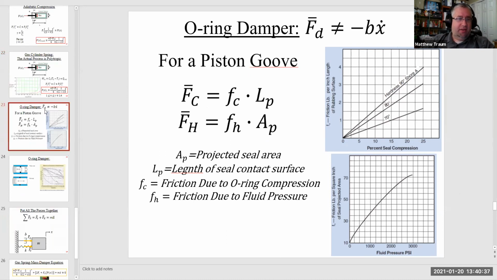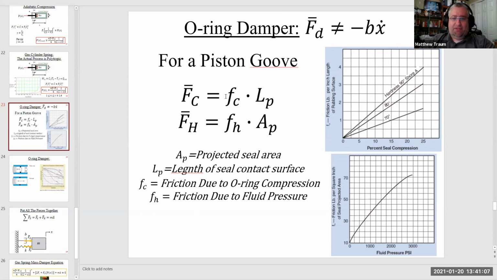Darn it. It looks like I erased the equation by accident. Okay, the force equation is just the sum of FC and FH. I'll change that when I post the final slide. So the total friction force, F sub D, is just FC plus FH. What's F sub C? That's the friction due to O-ring compression. And what's FH? It's the friction due to fluid pressure. How do I get those values?